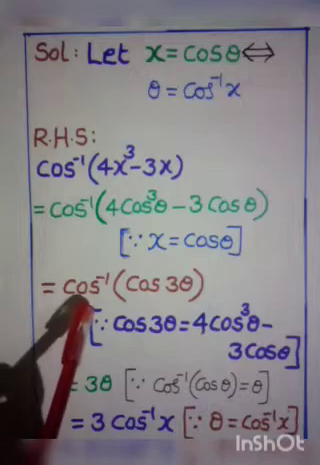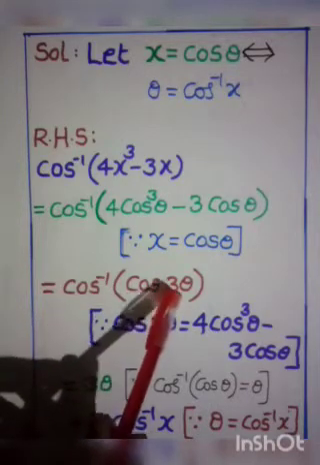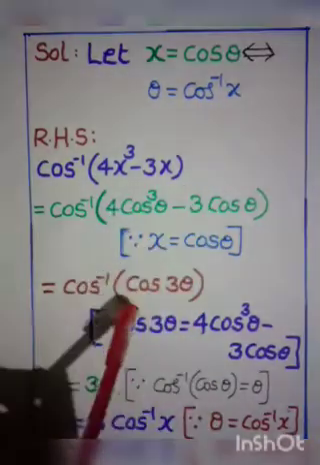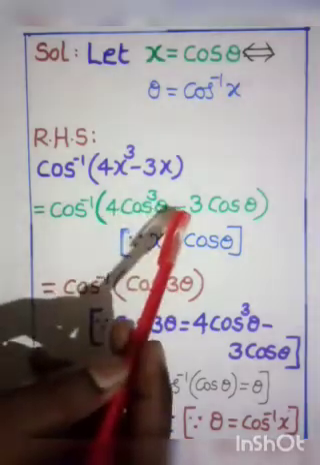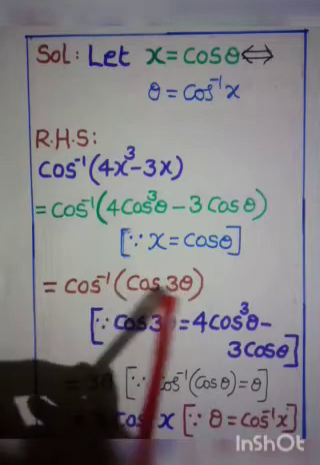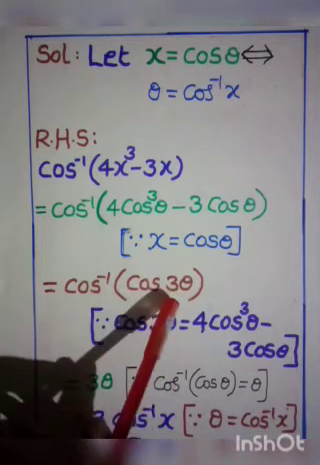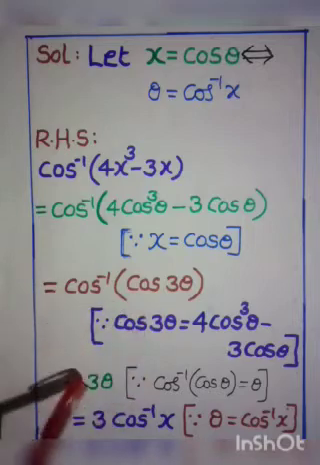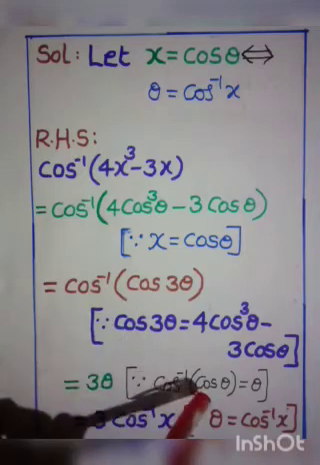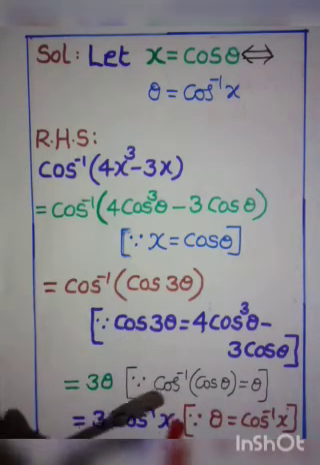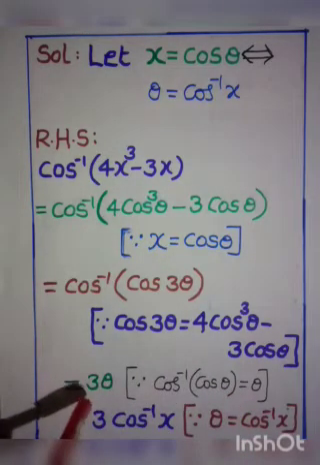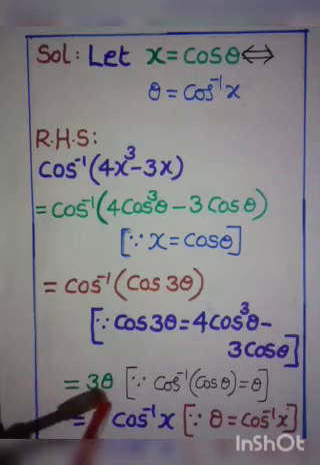That is equal to cos inverse of cos 3 theta. If you observe the terms in the brackets, this is the formula for cos 3 theta. 4 cos cube theta minus 3 cos theta is the formula for cos 3 theta. That is why I wrote this step. Understood, my dear children? Right. This is equal to 3 theta, because cos inverse of cos theta is equal to theta. This is the property of inverse trigonometric functions. That is why I wrote this step. Understood this step, my dear children?